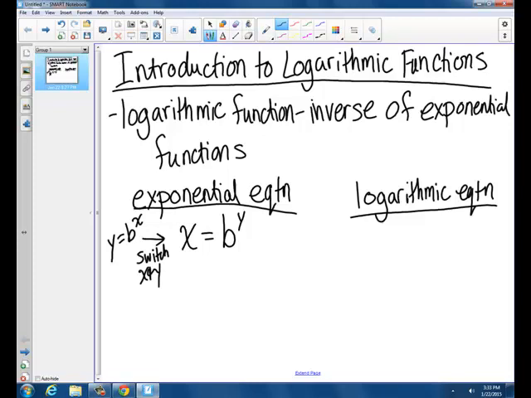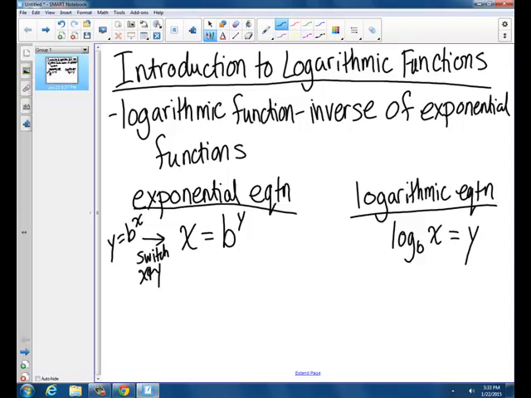So if x equals b to the y is the exponential equation, then the corresponding logarithmic equation would be log base b of x equals y, or y equals log base b of x. Okay, so that is the corresponding logarithmic equation.